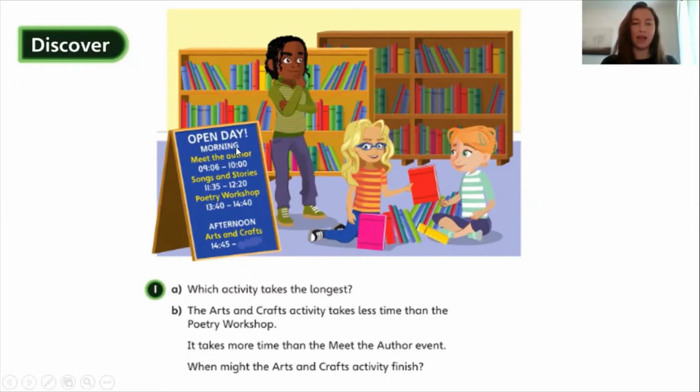It says it's the open day. And in the morning, Meet the Author goes from 9:06 until 10 a.m. Songs and Stories from 11:35 until 12:20. And the Poetry Workshop from 13:40 to 14:40. In the afternoon, you've got arts and crafts, and that starts at 14:45, but the finish time has been covered over. So that is the one you need to work out for part B.